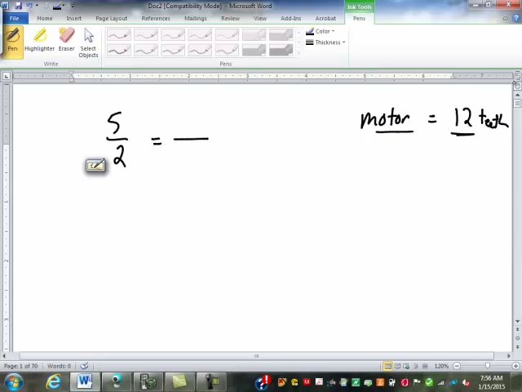Top or bottom? So of these numbers over here, which one describes the motor, the 2 or the 5? The 2. That's the motor. That's the driving gear, the one attached to the motor. So the 12 goes with that one. They both describe the motor. So we're going to cross multiply.